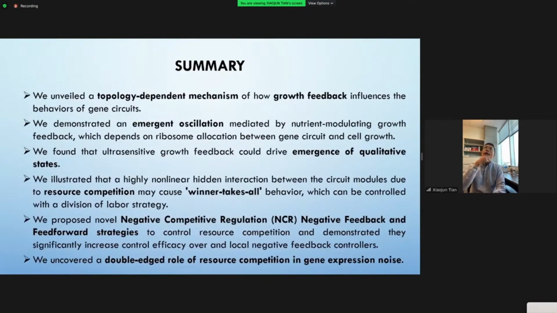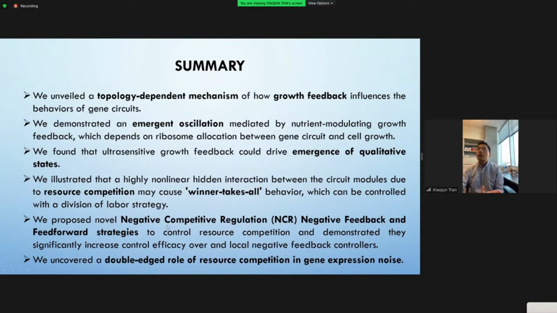So here is a summary. We demonstrated the topology-dependent mechanism for the growth feedback, and how that will affect our circuit behavior. We demonstrated emergent oscillation that is mediated by the nutrient-modulating growth feedback, and we found that the ultrasensitive growth feedback could drive the emergence of quantitative state. And if we consider nonlinear behavior of the circuit, if the circuit becomes complicated, the resource competition could be one takes all.